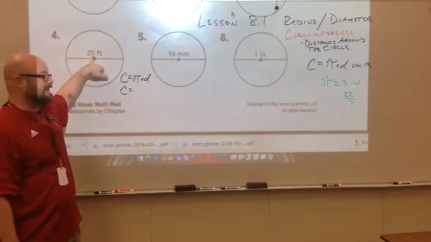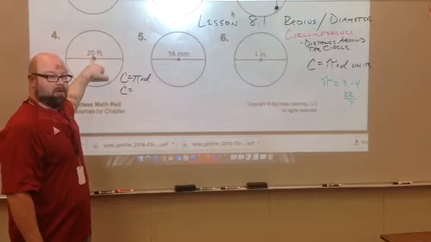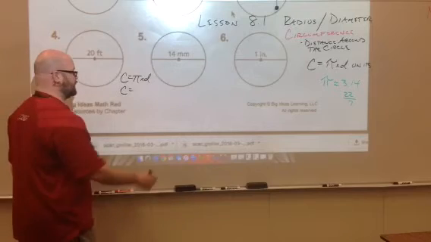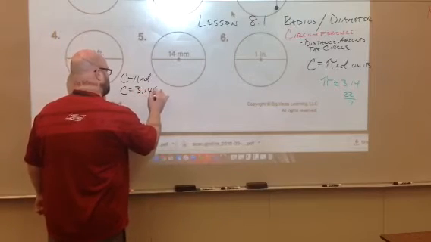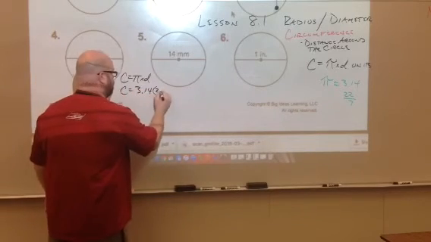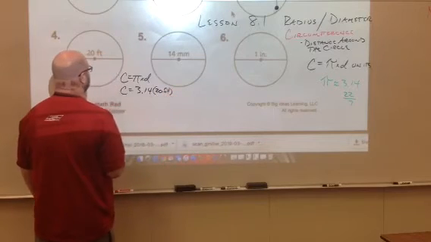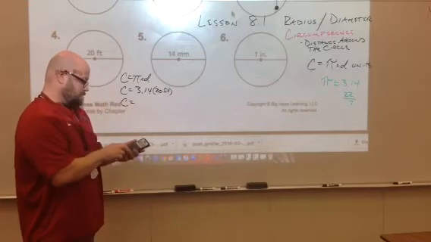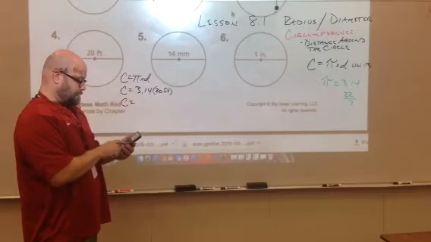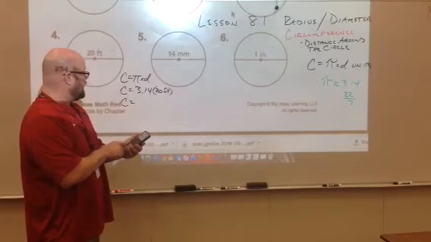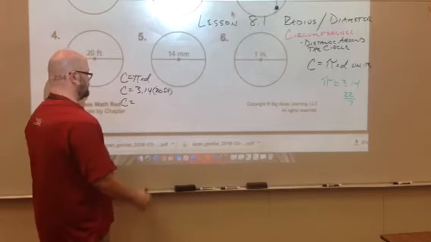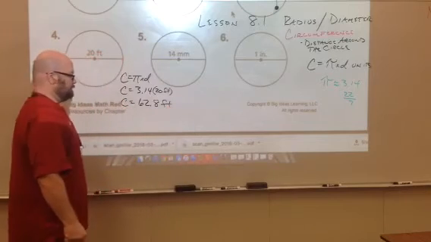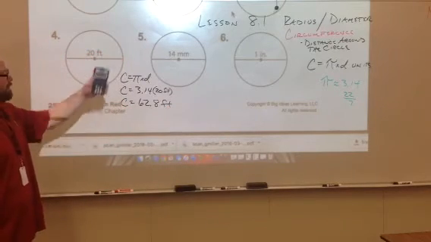Does 7 times anything give me 20? Is 20 a multiple of 7? You're right. No, it's not. So I use 3.14 times my diameter of 20 feet. So my circumference equals, again, we can use our calculator, 3.14 times 20, and I get 62.8 feet. Okay?